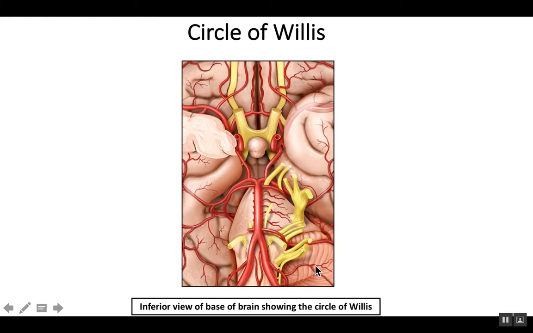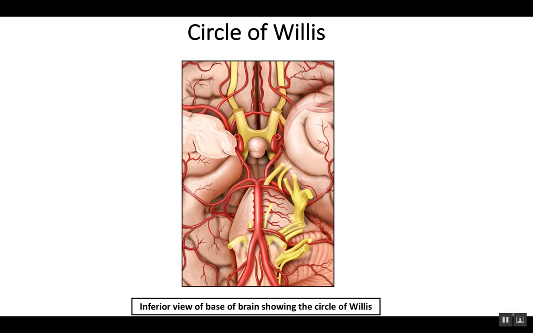We see a little bit of the cerebellum. So this is posterior cerebellum. This is all cerebrum here. And what we're showing are all these arteries. There's a circular set of arteries known as the circle of Willis, or also known as the cerebral arterial circle.